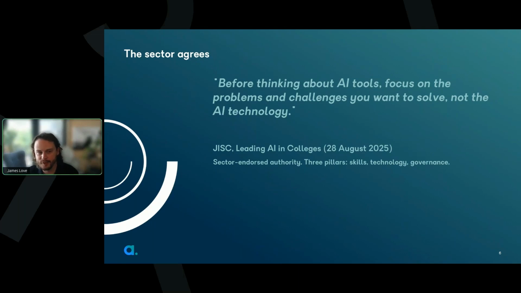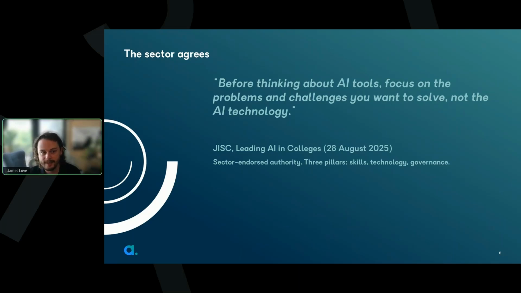If you work in further education or skills and you haven't read the JISC framework yet, it is worth half an hour at least. Ultimately, though, 3 pillars: skills and culture, technology, and governance. All of that being underpinned by data maturity.